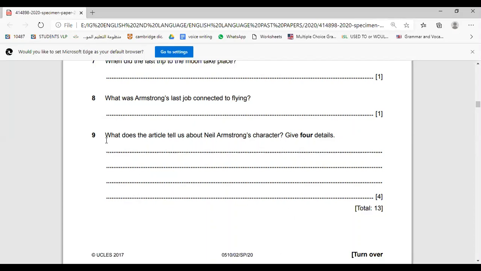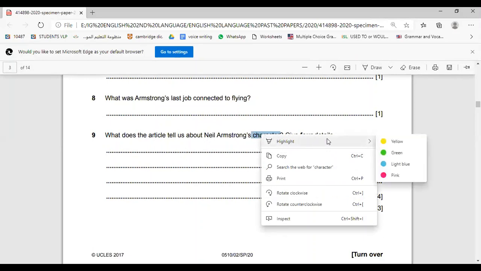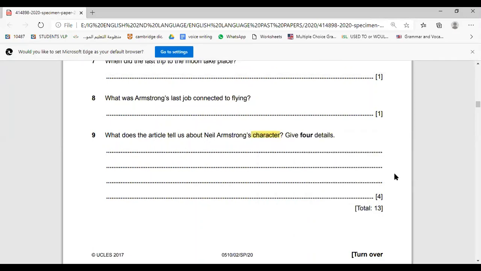But the question says, what does the article tell us about Neil Armstrong's character? Here he speaks about the article. Be careful, I'm speaking about Neil Armstrong's character. And be careful, the 4 details you need to get from the text. Now it's not organized. It's not in sequence. You must look for everything.